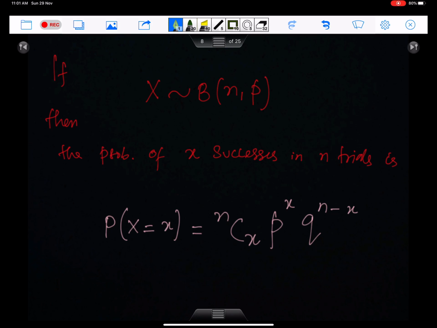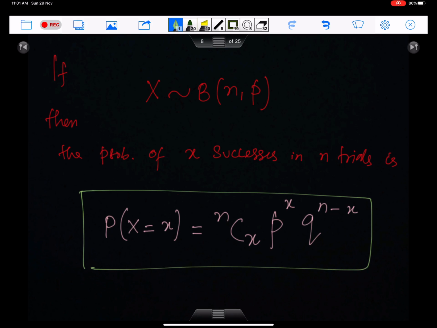The probability of x successes in n trials is this. This is the formula for finding x successes in n fixed trials. Probability X equals small x is nCx, p to the power x, q to the power n minus x.